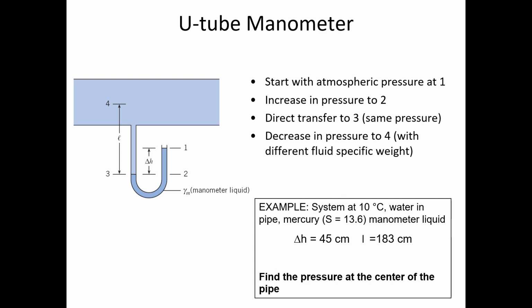All right, so let's say we want to start at location 1. So we're going to find the pressure at the center of the pipe. And what we're going to do is say P1 is 0. We'll calculate this in gauge. The pressure is 0.